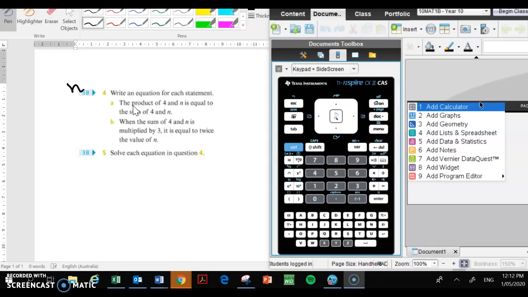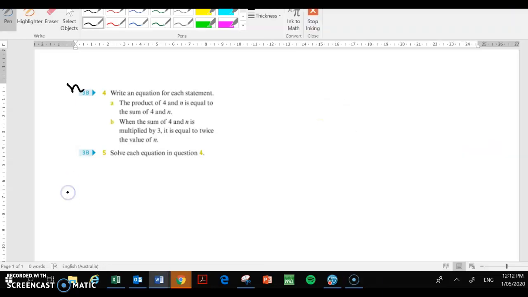And it's really just a case of reading, and as you're reading, replacing it with mathematical symbols. So the product of 4 and n means 4 times n. So the product of 4 and n is 4 times n equal to, and the sum of 4 and n is n plus 4. And so that's our correct equation.